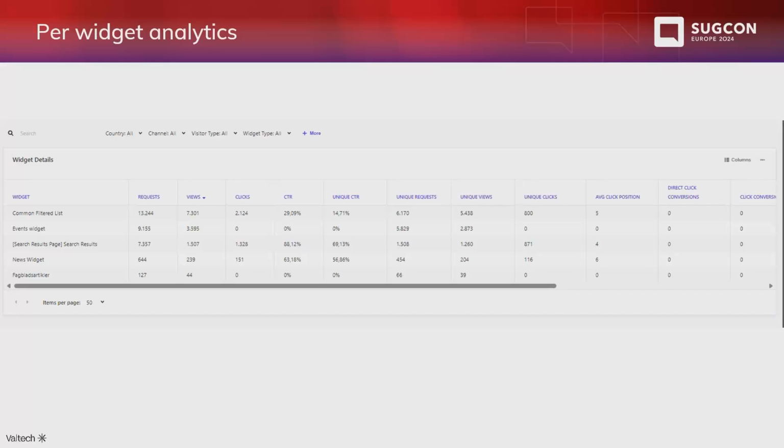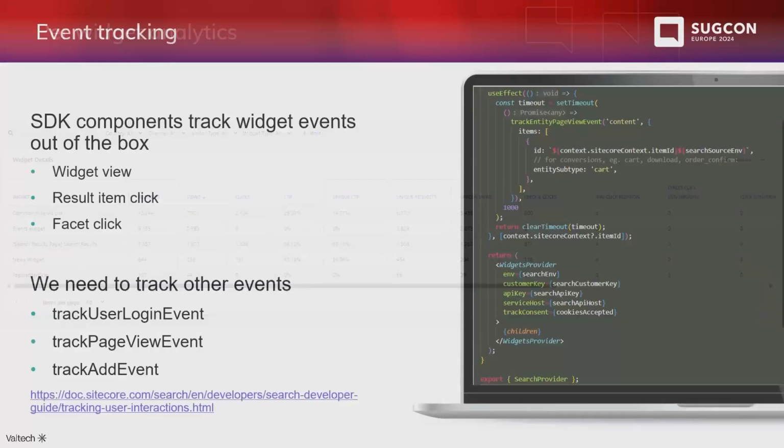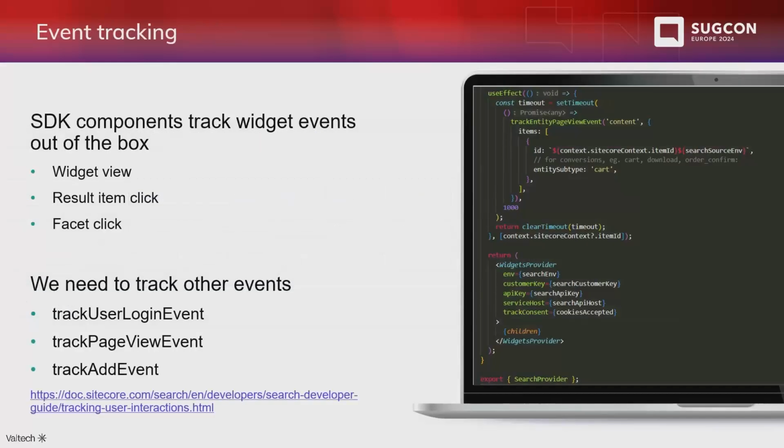Maybe also notice that we have something called click conversions. We just have 0 there. It is used for this event tracking. The widgets generated out of the box take care of tracking widget view, result item, and facets. That is tracked when we generate those widgets. If you build your widgets UI yourself, you need to take care of it.